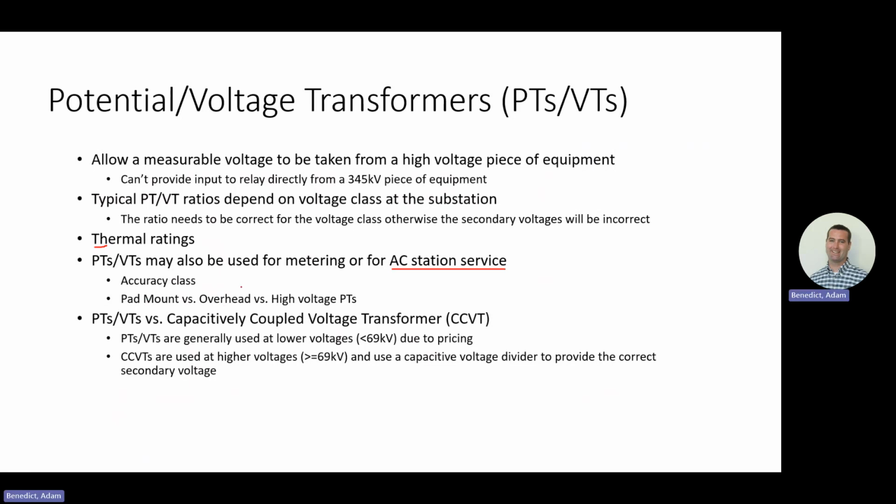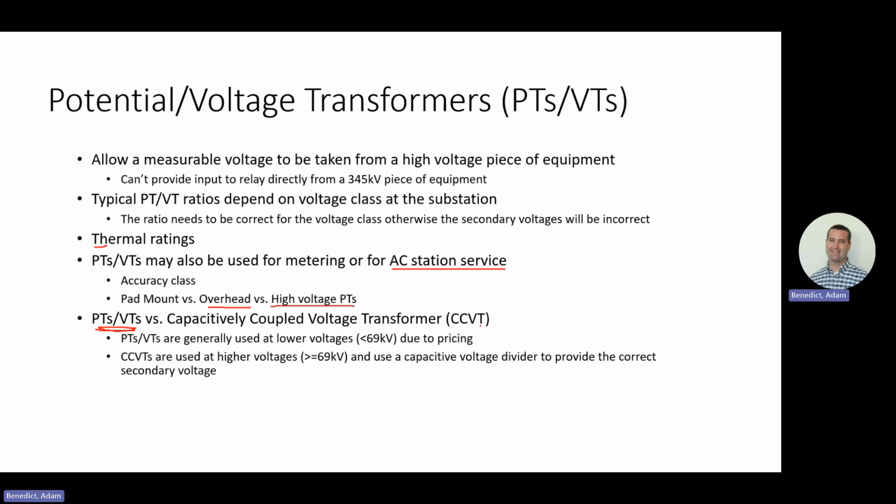There's different types: pad mount, overhead, high voltage PTs, definitely overhead, and these would be like a stand mount. Those are the most common. And then know that PTs and VTs are used for metering 100%, and then they're used for generally anything below 100 kV, so like 69 kV and below.